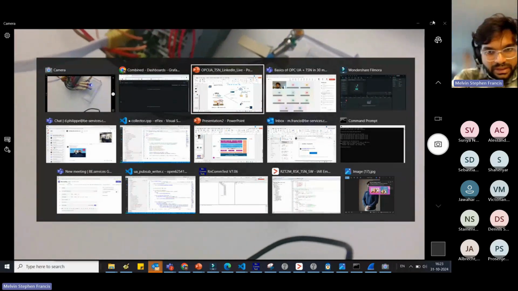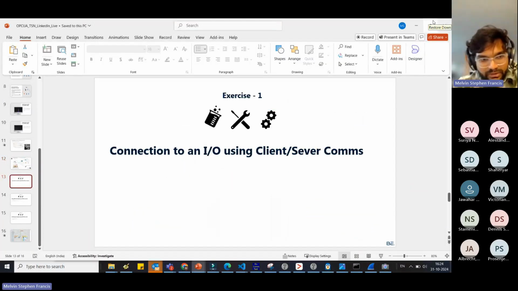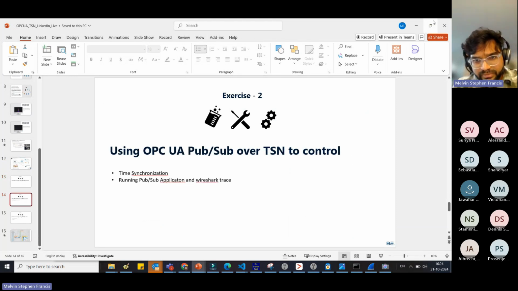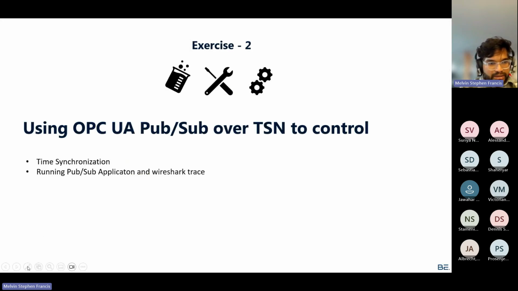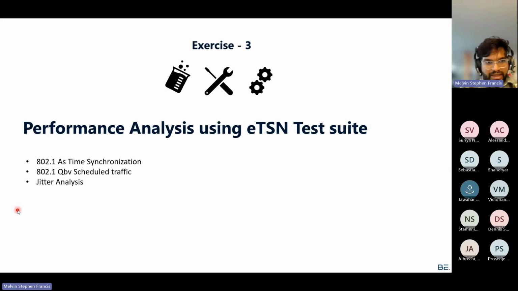Yeah, so with this, I am completing my webinar today, and you can see the connection of IO using PubSub over TSN to control. We saw what time synchronization is, running a PubSub application, and we saw the Wireshark trace as well. Let me go to the next slide. Exercise 3, we saw what 802.1AS is, we saw what Qbv is, and we saw jitter analysis. So with this, I am ending my presentation, and thank you so much.